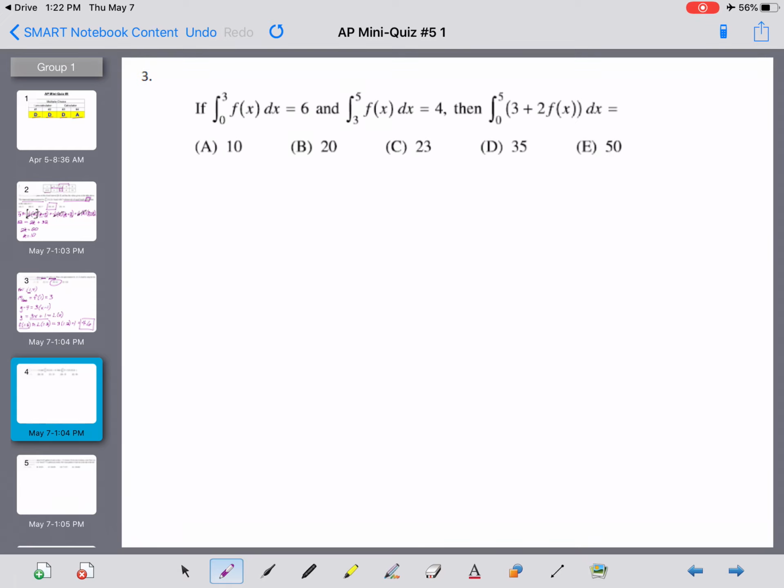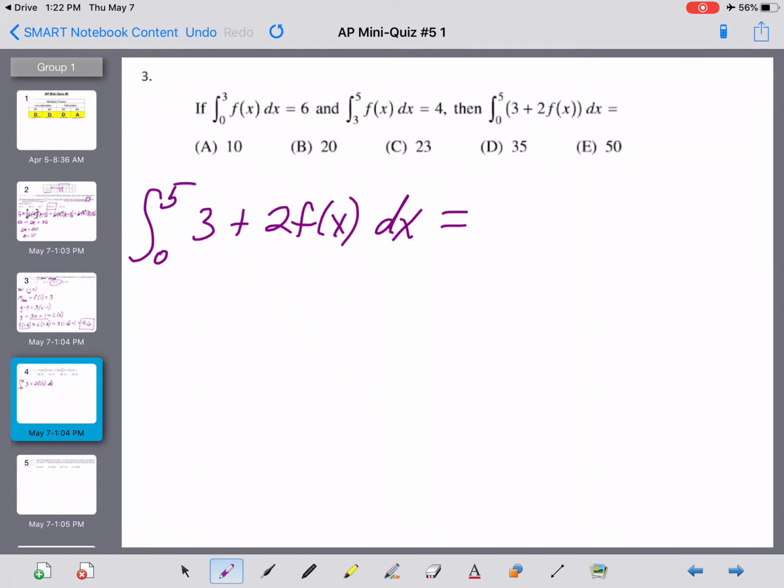They've given us the value of the integral from 0 to 3 of f of x and an integral from 3 to 5 of the same function. Now they want to know what's the value of the integral going from 0 to 5 of 3 plus 2f of x, all taken with respect to x. Okay, so what we're looking for is this integral right here of 3 plus 2f of x dx.